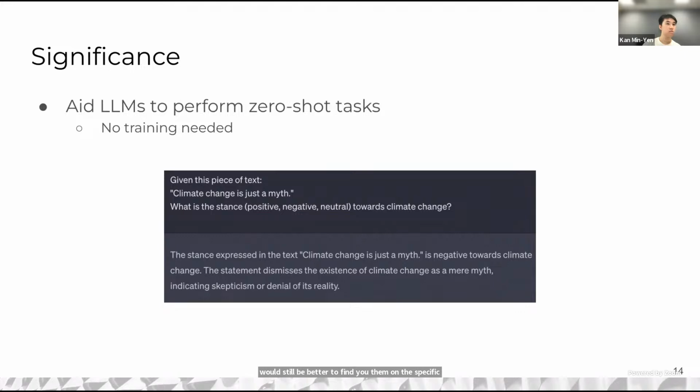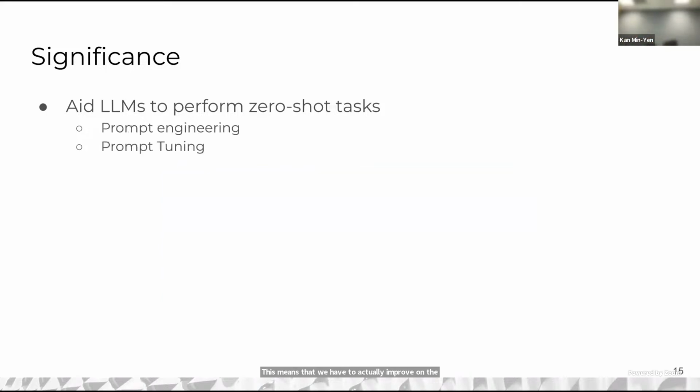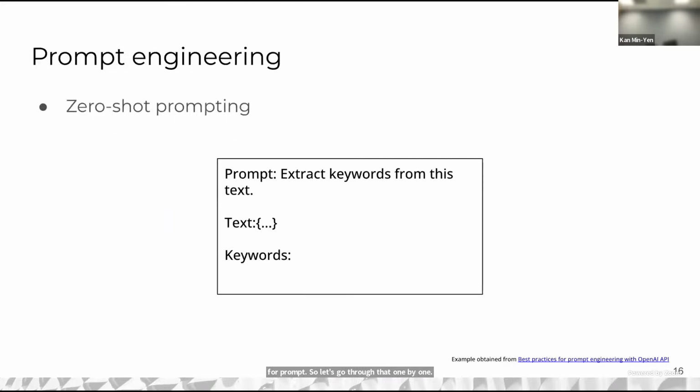Now, if we do not plan to fine-tune the models, how can we then ensure that the model is able to consistently do tasks with high accuracy? This means that we have to actually improve on the prompt. So what we can do here is to perform prompt engineering or prompt tuning. So let's go through them one by one. Prompt engineering is when we manually design prompts to prompt the large language models to give a specific output. There are a few types of prompt engineering.